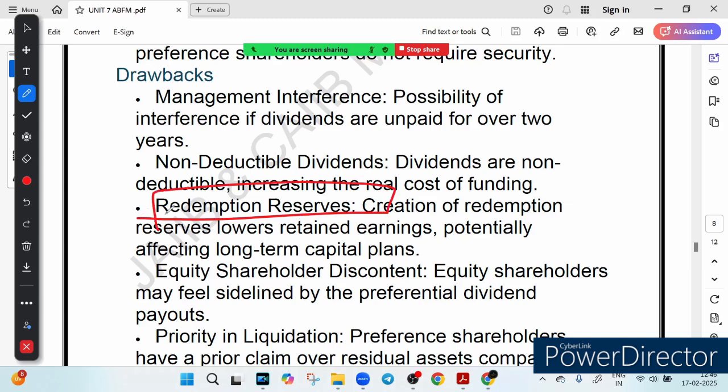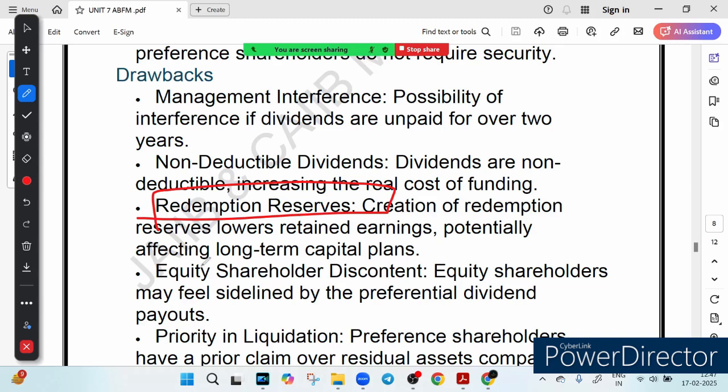When a company issues redeemable preference share, they must set aside money. Preference share has two parts, redeemable and cumulative. So when a company issues redeemable preference share, they must set aside money to repay investors later. This lowers retained earnings, affecting long-term capital planning. Obviously, because they have to set aside some part, right?